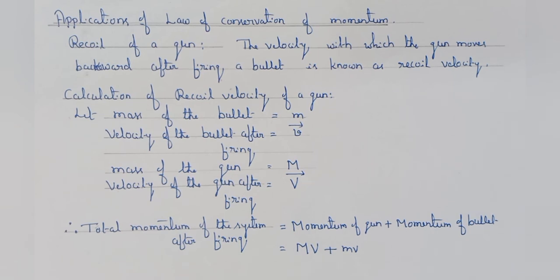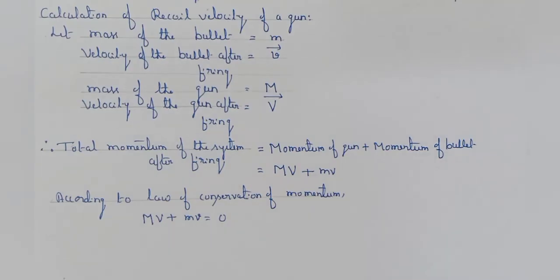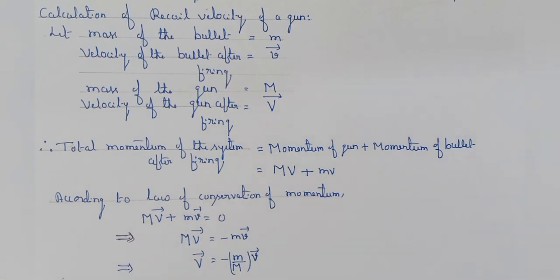Then, according to law of conservation of momentum, capital MV plus small mv is equal to 0. It means the momentum of the gun plus momentum of the bullet is equal to 0. Next, capital MV is equal to minus small mv. Therefore, capital V is equal to minus mv by capital M. Here, the negative sign shows that the direction of the velocity of the gun after firing is opposite to the direction of the velocity of the bullet.